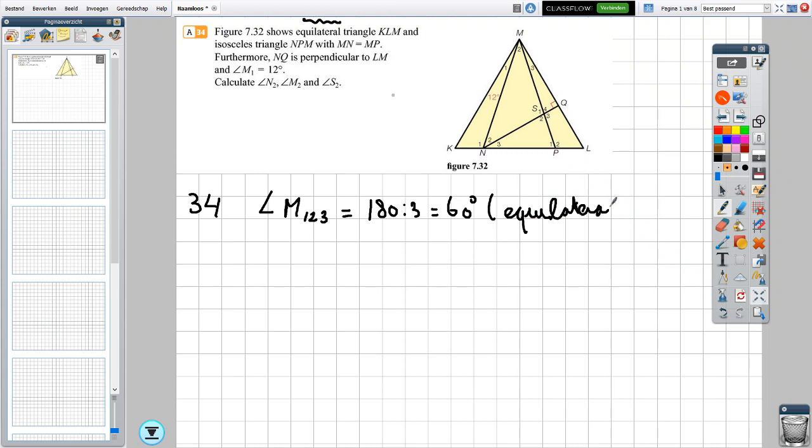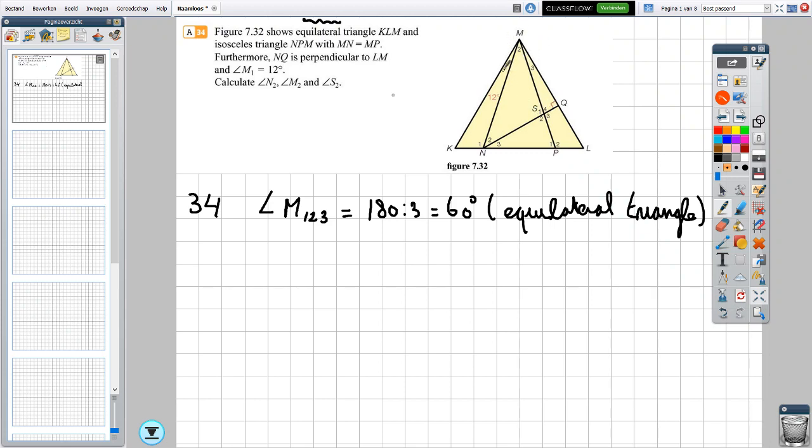Equilateral triangle. But that's not how you write triangle. Triangle. Okay? So we know this whole angle here.